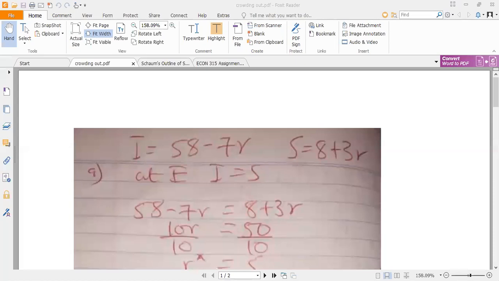Then you'll be asked to discuss the policy effectiveness on those investment functions for like 20 marks. You'll be surprised, but it's very easy. Questions like that, just use your diagrams, you are done. So don't feel pressured. Okay, take your time.